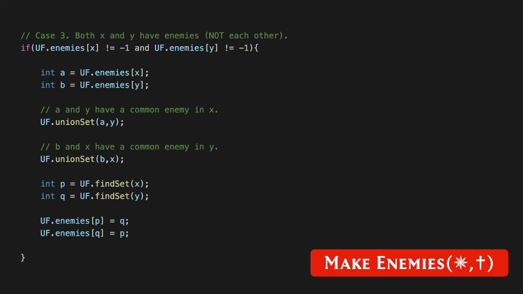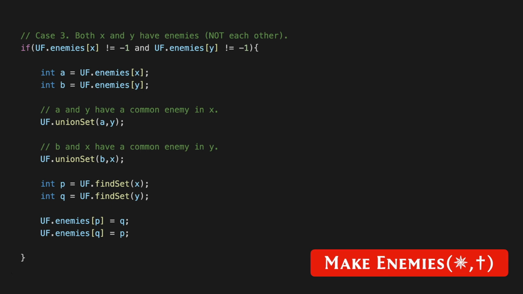So after these mergers have been established, we still need to make sure that these big merged sets are actually enemies with each other as well. So let's make sure that we pull out the leaders of these newly created sets and establish the enmity between them. So that's exactly what is happening in the last 4 lines of this code snippet.